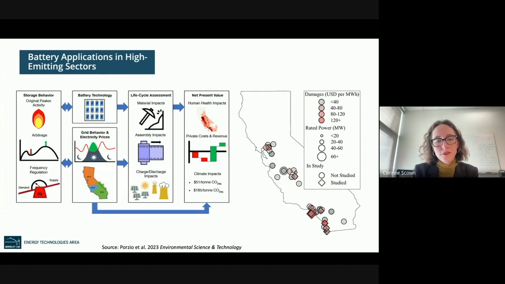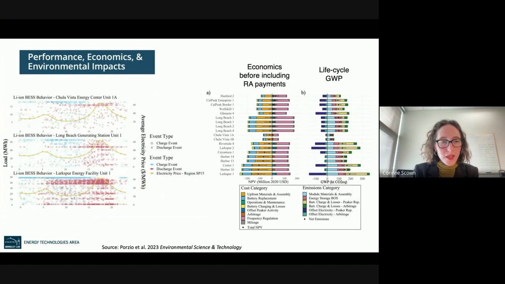And if we start putting different monetary values on CO2 emissions, and different monetary values on human health impacts associated with the air pollution, how does that change the economics for the system?